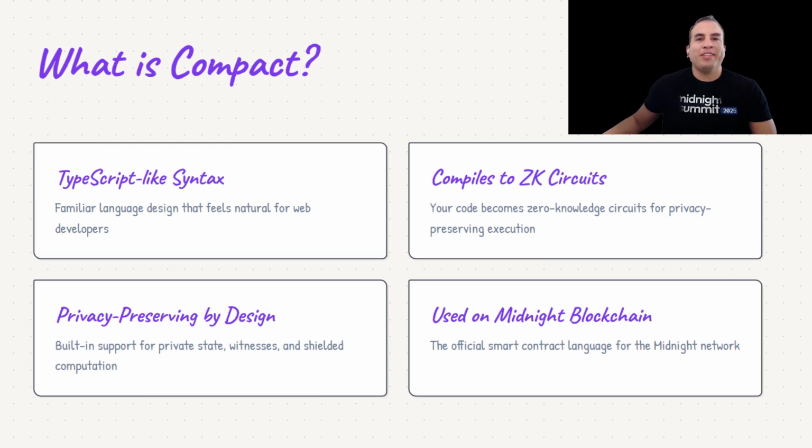But here's where everything gets interesting. When you compile Compact code, it doesn't produce bytecode like Solidity does. It produces zero-knowledge circuits. That means your contract logic can execute with full privacy. Private state, witnesses, and shielded computation are all built into the language itself. So Compact is the language, and the Compact Playground is where we are going to write and test it today, right in the browser. No local setup required.